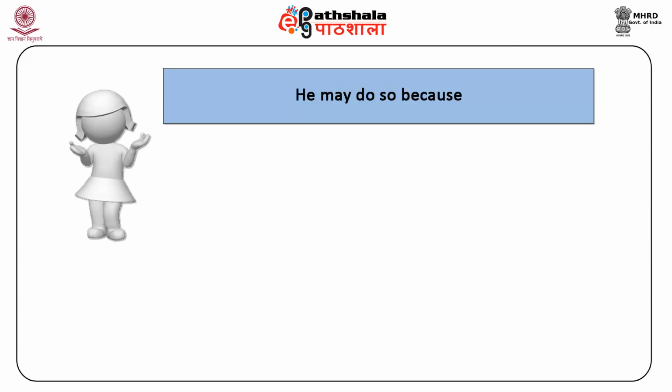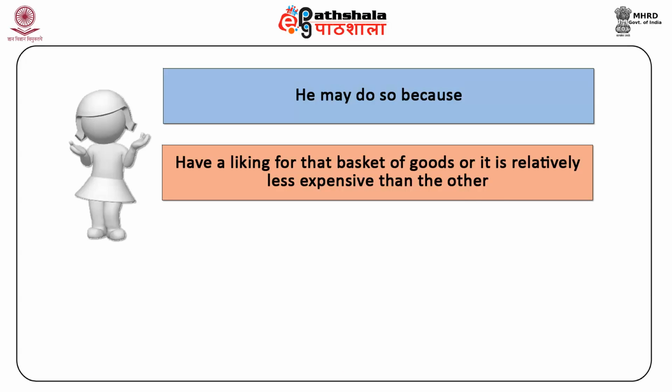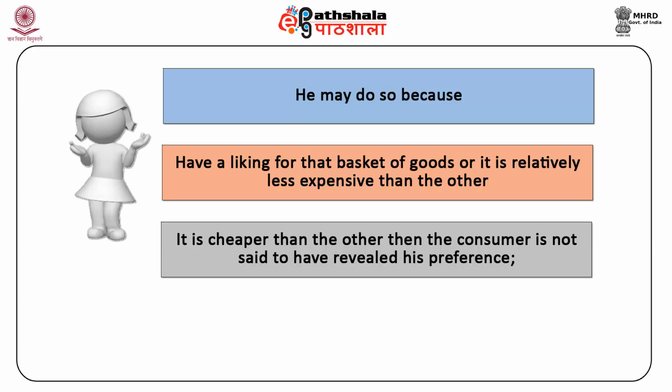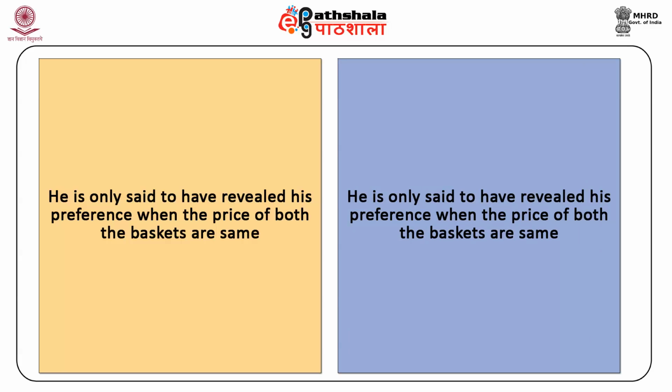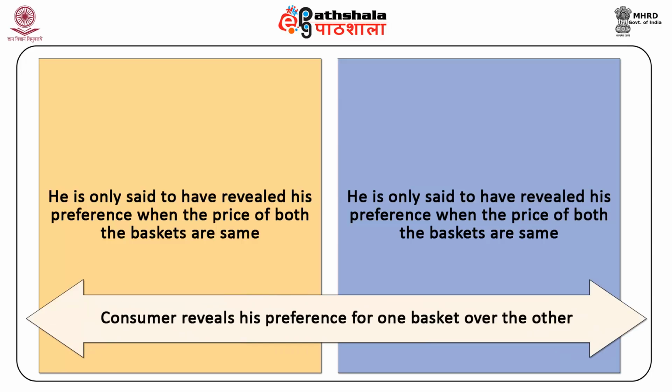He may do so because either he has a liking for that basket of goods, or it is relatively less expensive than the other. But if the consumer chooses one basket over the other because it is cheaper, then the consumer is not said to have revealed his preference. He is only said to have revealed his preference for a basket over the other when the prices of both the baskets are the same, and he chooses one basket because he likes it over the other. Only then does the consumer reveal his preference for one basket over the other.